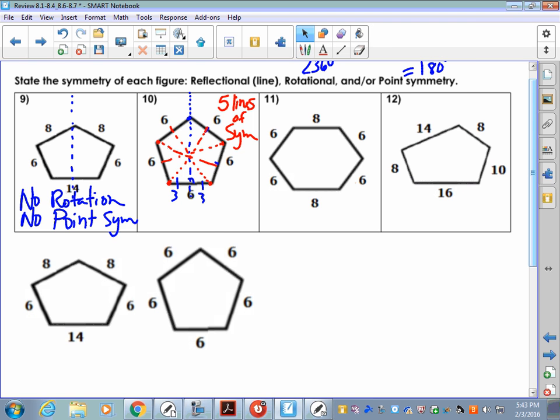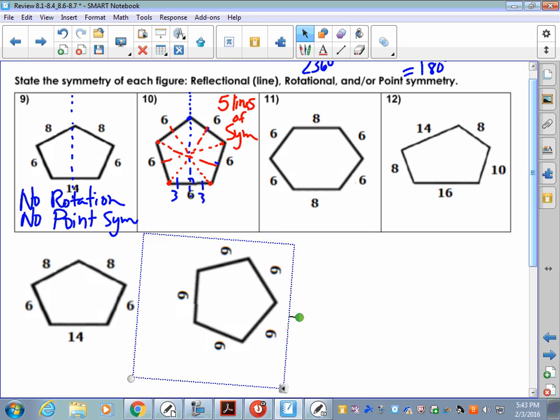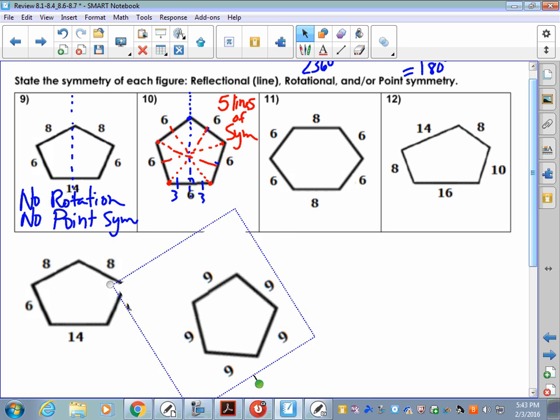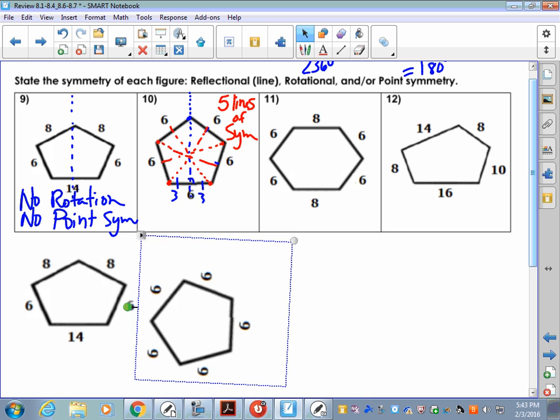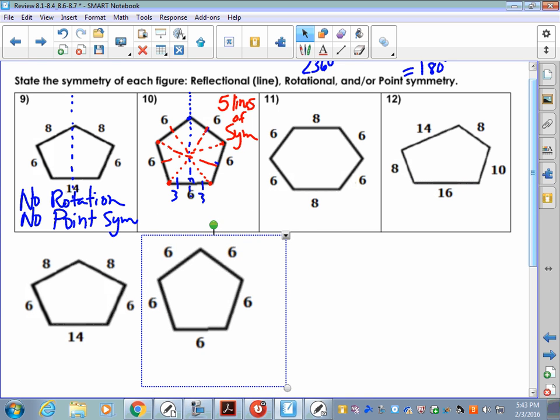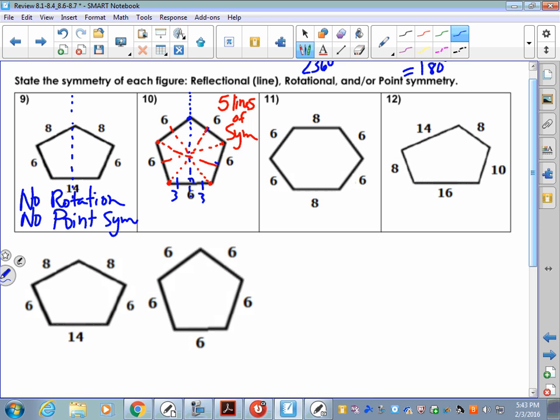Now, to check for rotational symmetry, I'm trying to figure out what degrees I can turn it and it still be itself. I know it doesn't look to scale, but since it's all 6, 6, I could turn it so that it still is itself. We're trying to figure out that degree. So let's think about that. We know that there are 5 corners. So if I take that 360 and divide it by 5, what would my rotational symmetry be?